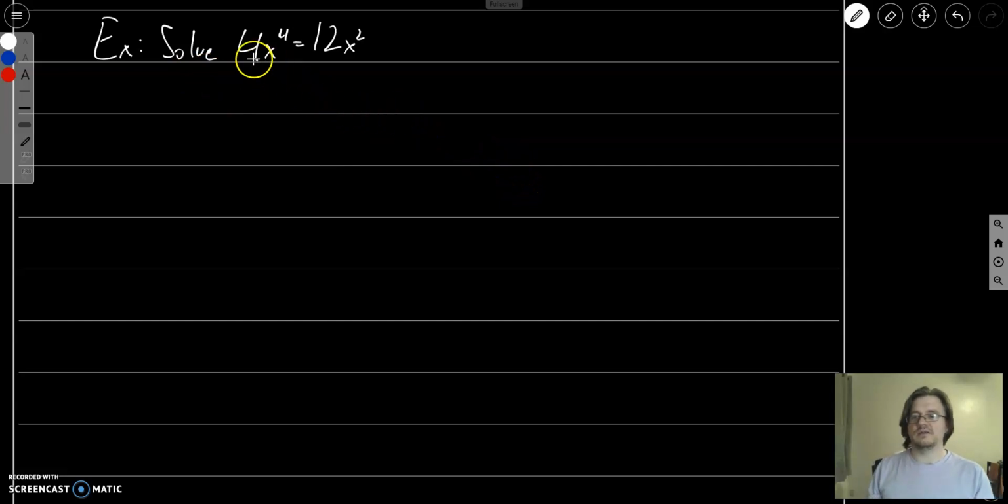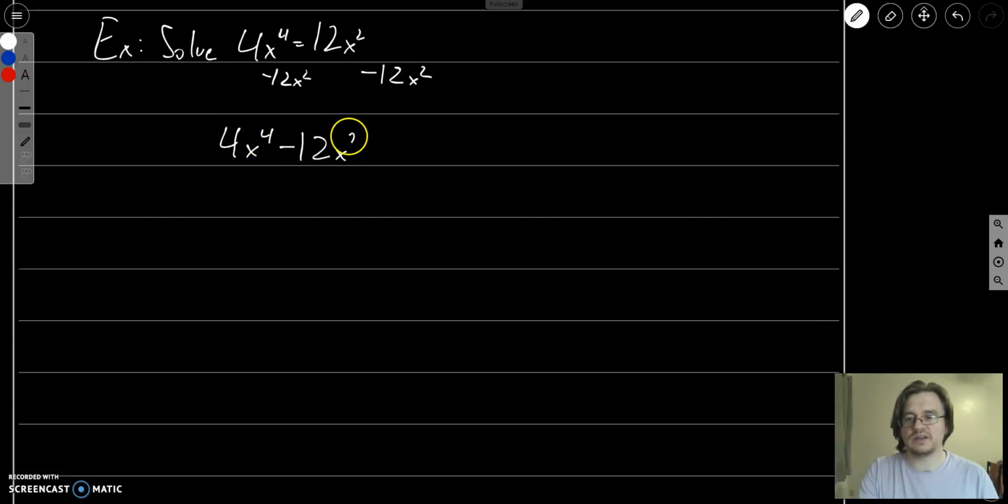So here we have 4x to the fourth is equal to 12x squared. Maybe the first thing that I want to do is put this into general form. So I want everything on one side of the equation, so we'll subtract 12x squared from both sides to get 4x to the fourth minus 12x squared. On the right hand side I'll have 12x squared minus 12x squared, and that's just going to be equal to 0.